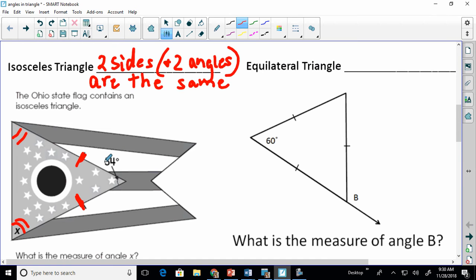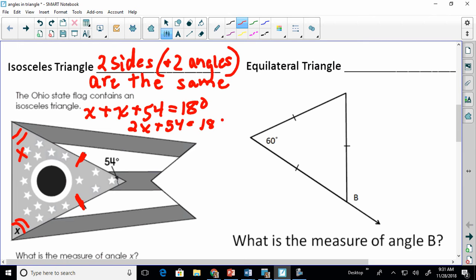So the first thing I would do is realize that if this is x, then this is going to be x too. So if angles of a triangle are 180, and I know that x plus x plus this other angle, which is 54, has to equal 180. So that's my equation. So let's simplify that. X plus x, that means 1x plus 1x, so that's 2x plus 54 equals 180.